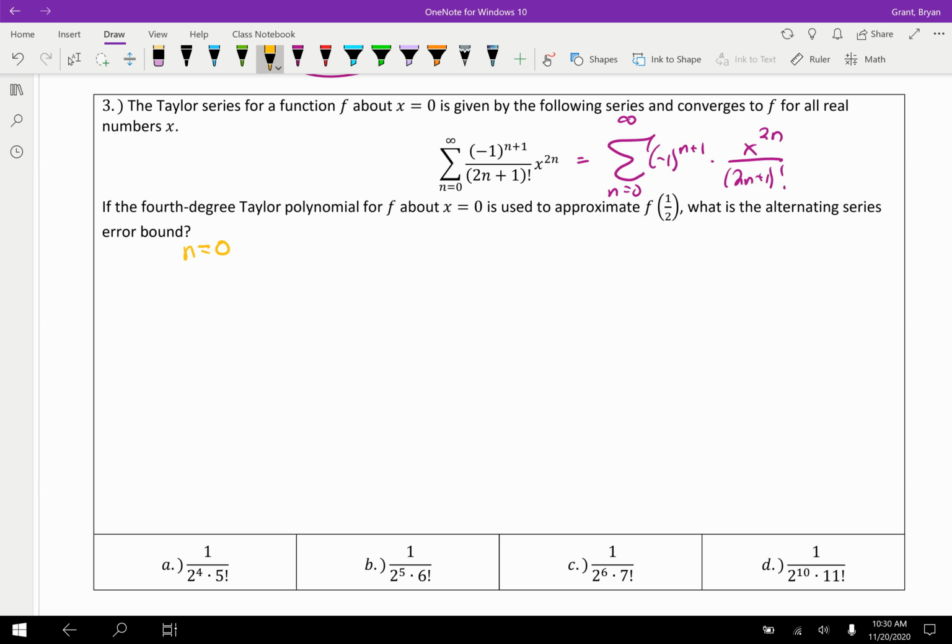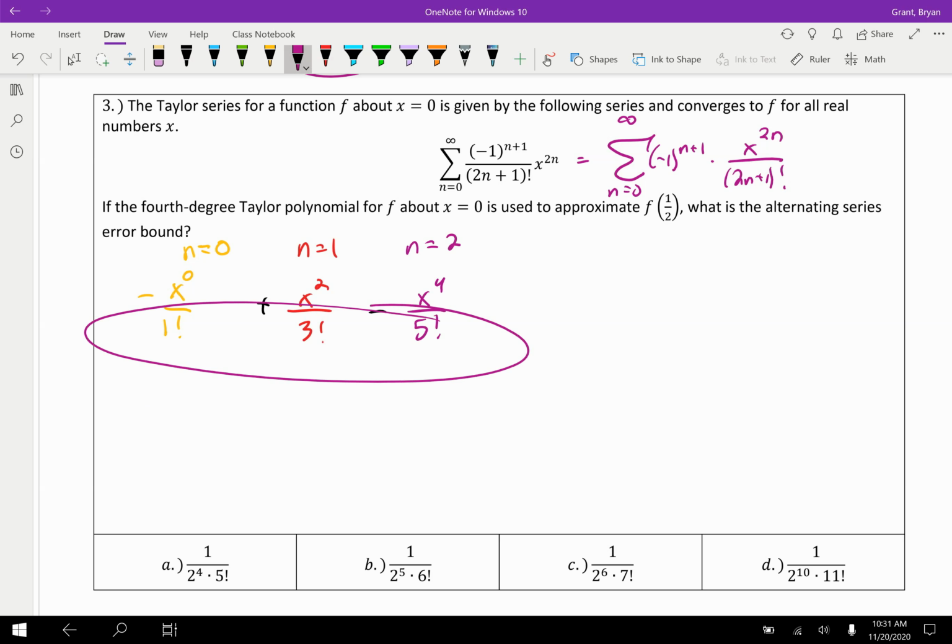So for when n is 0, this becomes -1 to the first, which is negative. So we start with a negative here. Then x to the 0th over 1 factorial. Cool. Plus, and then when n is 1, we get -1 squared, so that's positive. And then we get x squared over 2 plus 1, which is 3 factorial. Next one is going to be a minus. I know we're alternating, and this is going to be when n is 2. When n is 2, we get a negative. We already saw that. This is going to be x to the 4th over 5 factorial.